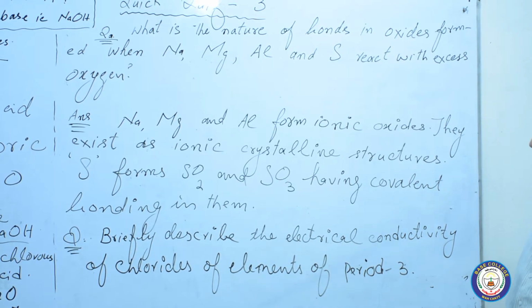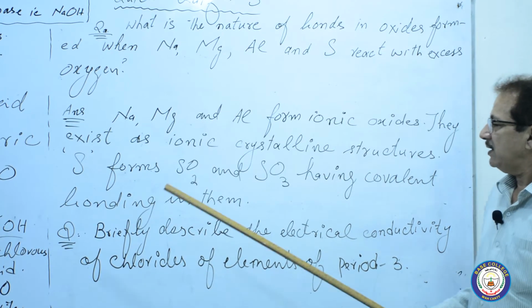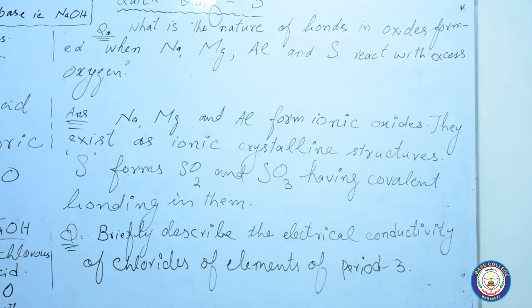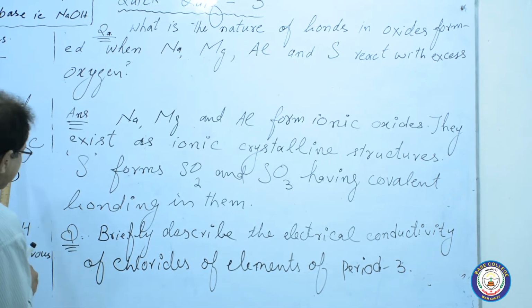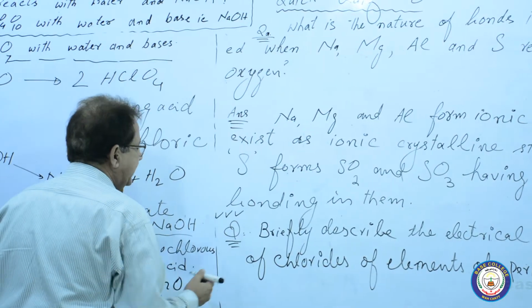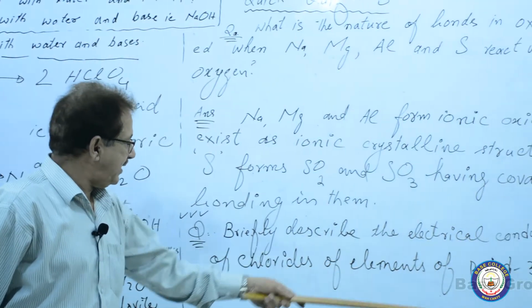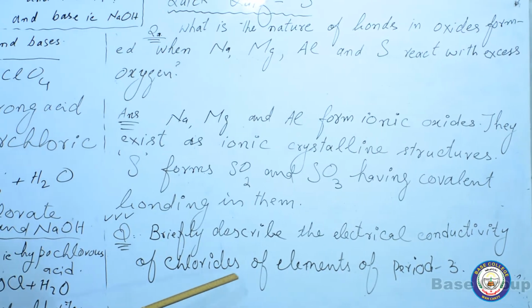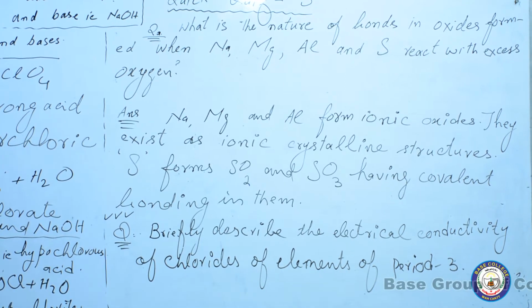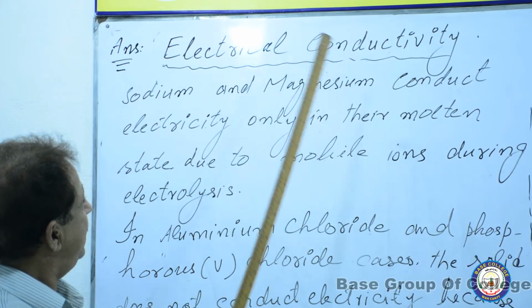Now next question, again 2 to 3 times important. So I am placing here 3 ticks, A, 1, 2 and A, 3. Briefly describe the electrical conductivity of the chlorides of the elements of period 3. Electrical conductivity.